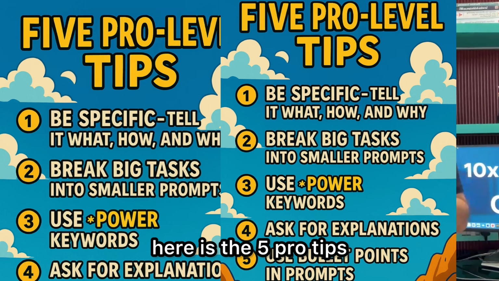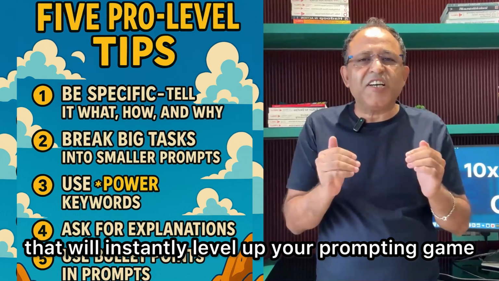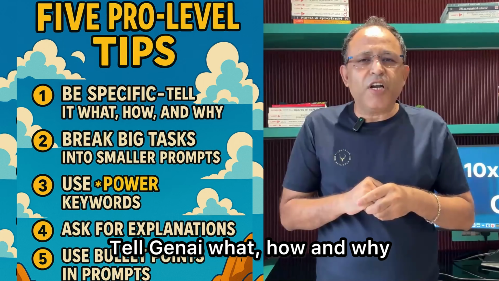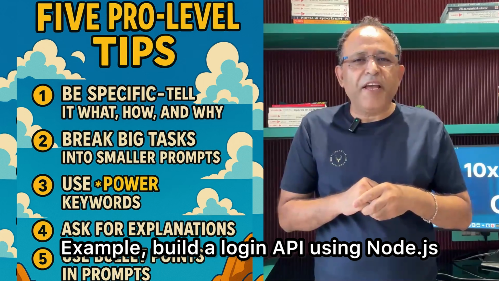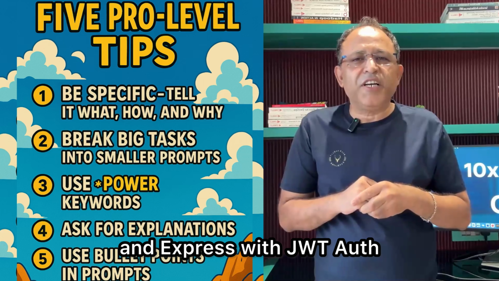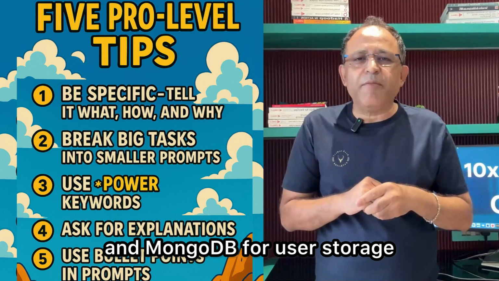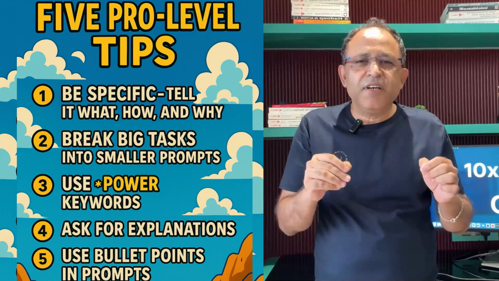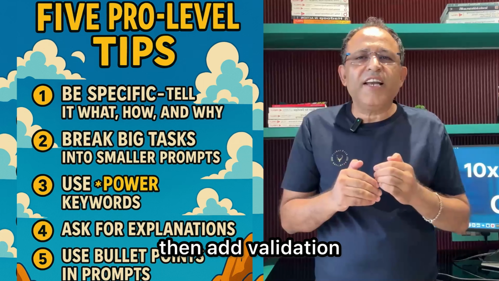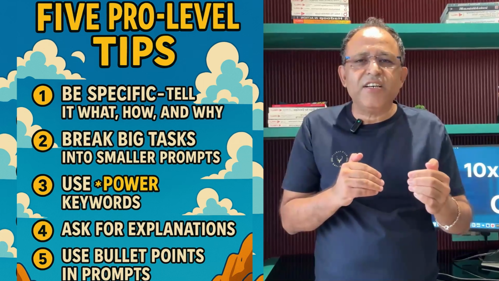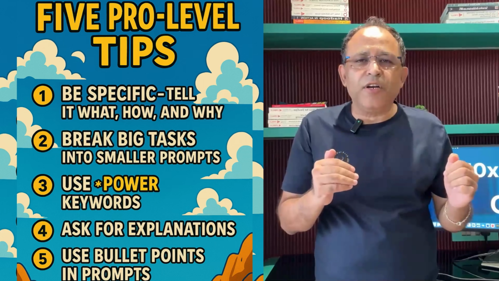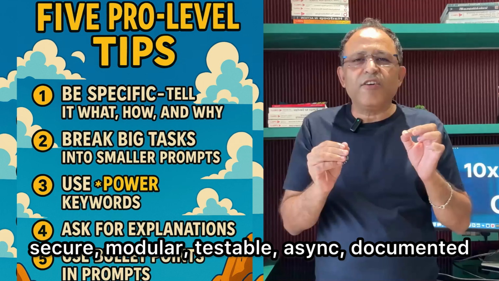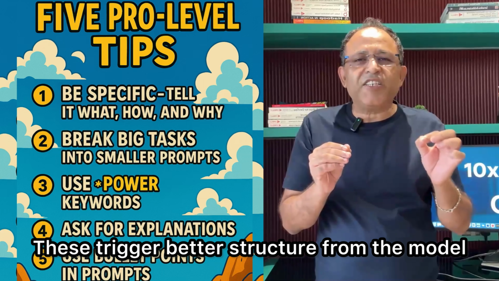Before we wrap up, here are 5 pro tips that will instantly level up your prompting game. Tip 1: be specific. Tell GenAI what, how, and why. Example: build a login API using Node.js and Express with JWT auth, bcrypt for hashing, and MongoDB for user store. Tip 2: break big tasks into smaller prompts. Start with build the login route, then add validation, then add tests. Simple steps, better control. Tip 3: use power keywords. Words like secure, modular, testable, async, documented. These trigger better structure from the model.